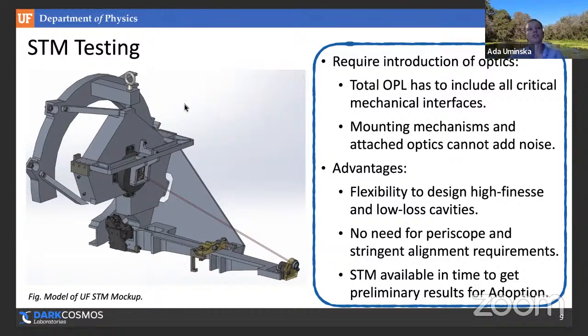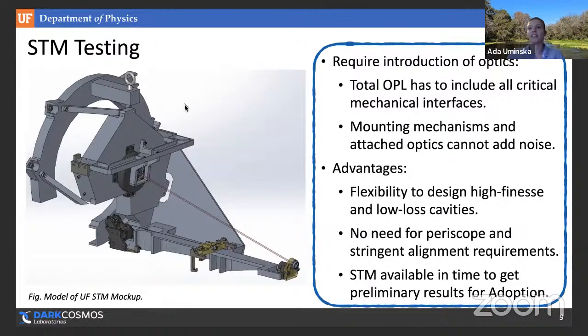As I mentioned, we want to introduce optical cavities to the STM, and there are a few requirements on that. One, those cavities have to include the total optical path length of all of the mechanical interfaces and bonds. Two, the mounting mechanism of those optics cannot add noise to the measurement. And the advantage of using the STM is the flexibility to design high finesse and low loss cavities that will be less susceptible to technical noises in our sensing system. We also have certain flexibility to position those mirrors and tweak those cavities a little bit. There is no need for any periscope, and there's no stringent requirement on the alignment.